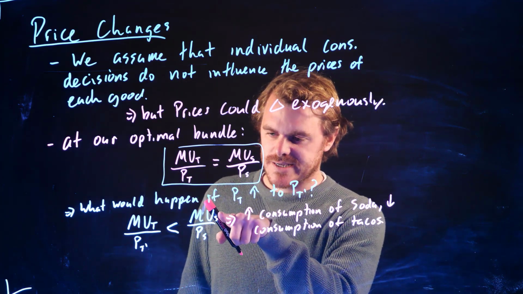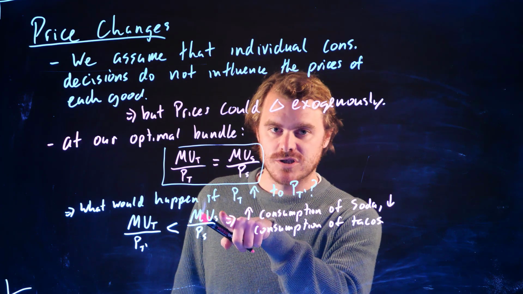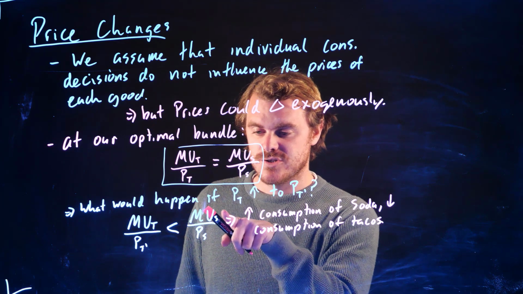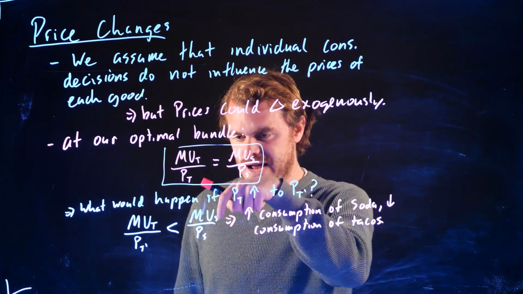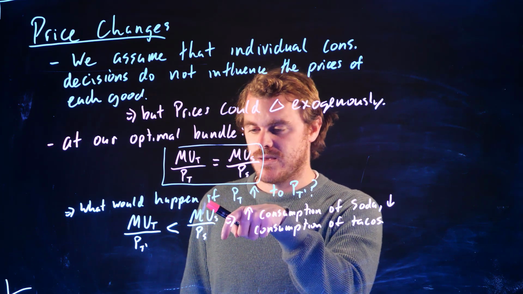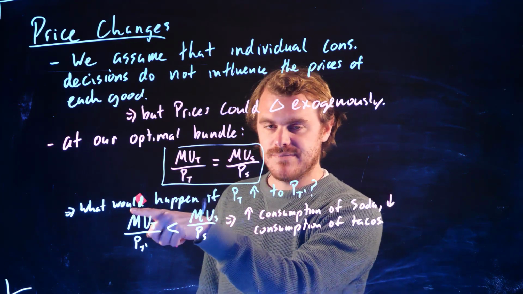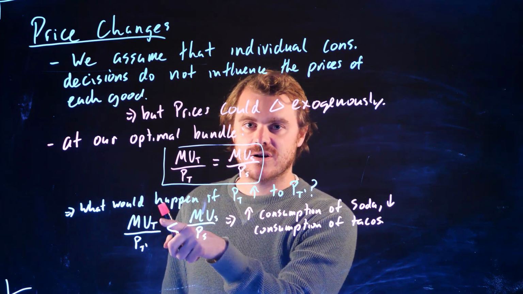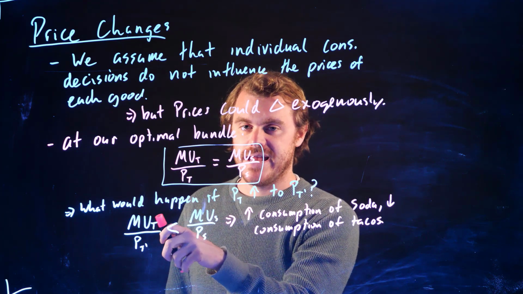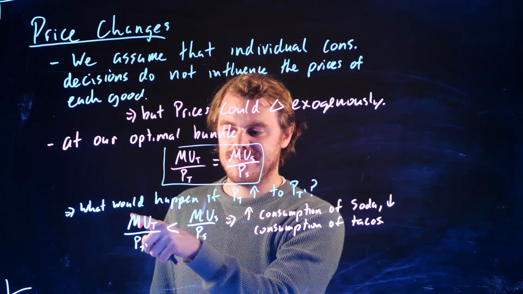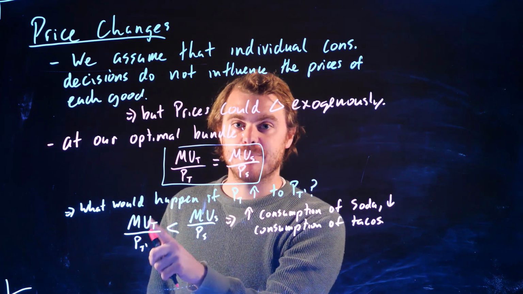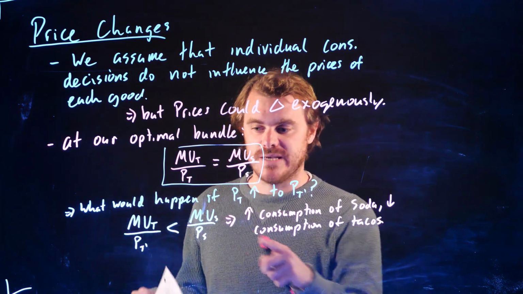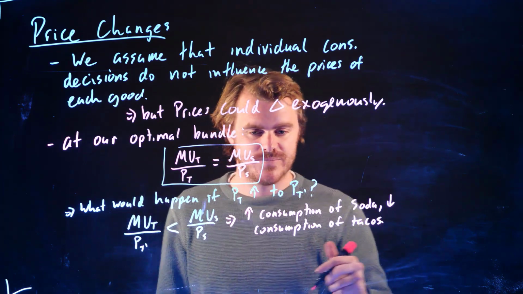We want to have more soda because having more soda is going to lower this marginal utility of soda, right? Because of diminishing marginal utility. So the more soda we buy, this right-hand side is going to start to go down. But in order to buy more soda, we have to give up some of these tacos. And so remember, as we give up some tacos, we're consuming less of them. And because of diminishing marginal utility, the numerator on this left-hand side is getting bigger. And so we're going to keep on doing that until we get back to equality.